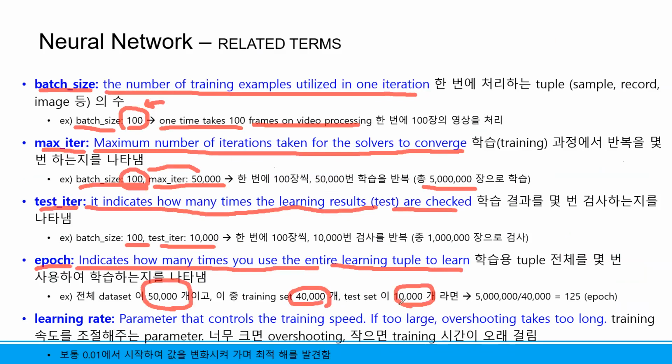Then I have 50,000 with the 100 batch size. So the total will be 5 million. And what we have now is the number of training set is 40,000. So I can check how many times I will run for this training. So we will have 125 epochs because we have 5 million divided by 40,000, which is the training data.